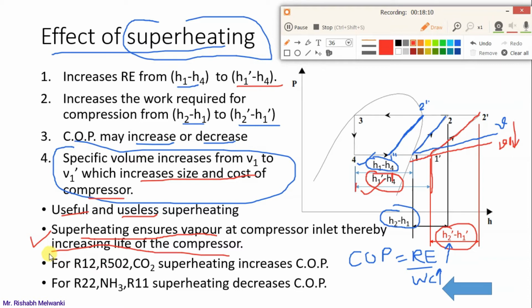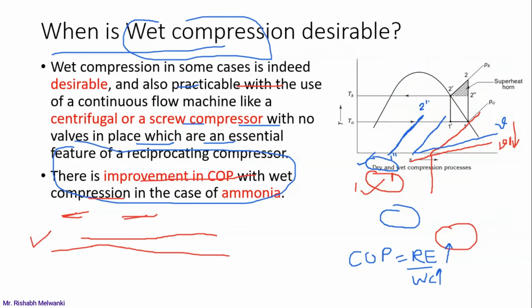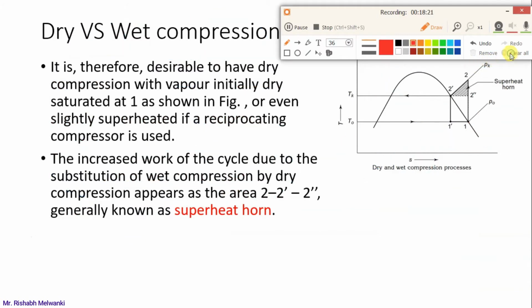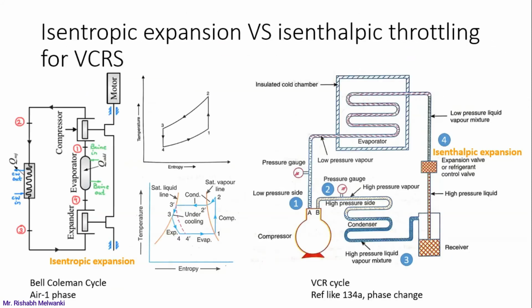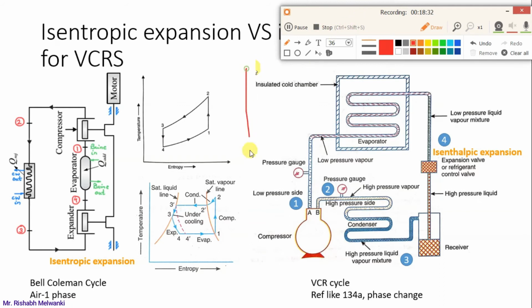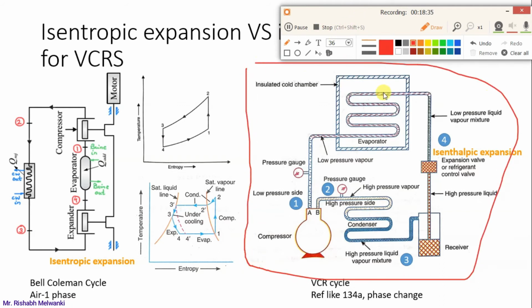Now there are two types of superheating I have talked about here. One is useful superheating, the other is useless. What is the meaning of this? We will see this. In order to explain this, I have to go to the basic diagram of the vapor compression refrigeration system. If you observe this system, at the inlet of the evaporator we have liquid plus vapor refrigerant, and at the outlet there are two possibilities. We can get either saturated vapor or superheated vapor. This superheating is the effect of superheating that we are studying right now.